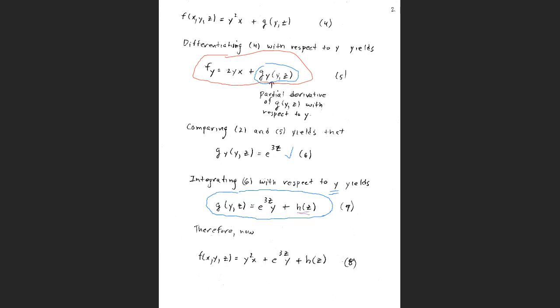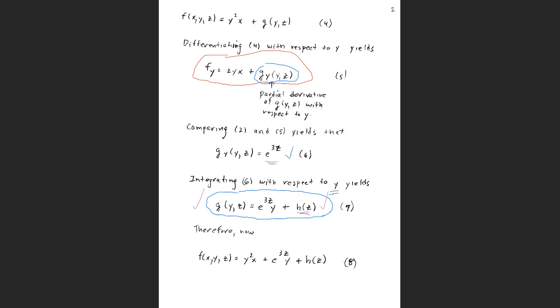So it's like what you learned last week and what you did in the homework today for section 13.3. It's just you have an extra variable to worry about. Now you have h of z, okay? Because if you differentiate this function g with respect to y, you would get back e to the 3z power.